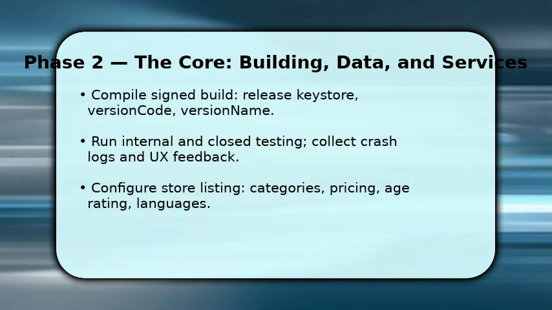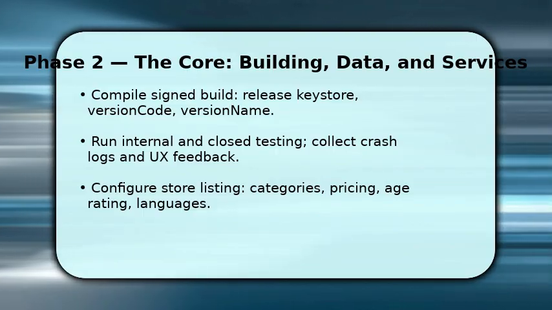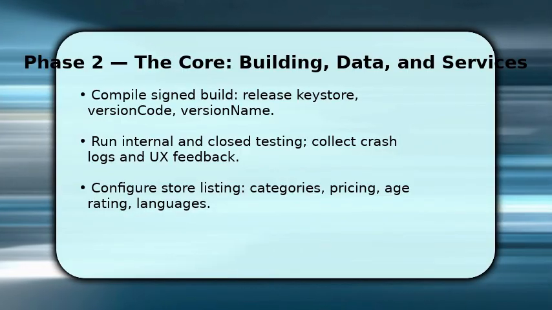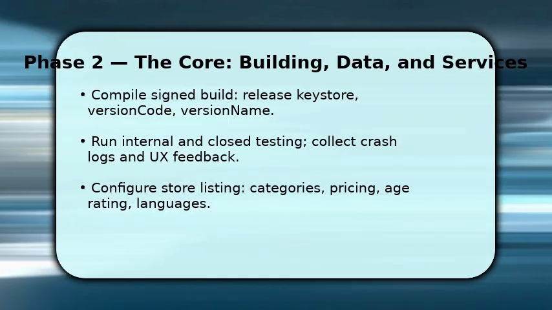You now build a release-signed APK or app bundle and set version code and version name, because correct versioning prevents update conflicts. Then run internal and closed testing tracks, distribute to testers, collect crash logs and UX feedback, and iterate until stability is ensured. Meanwhile, configure the store listing.